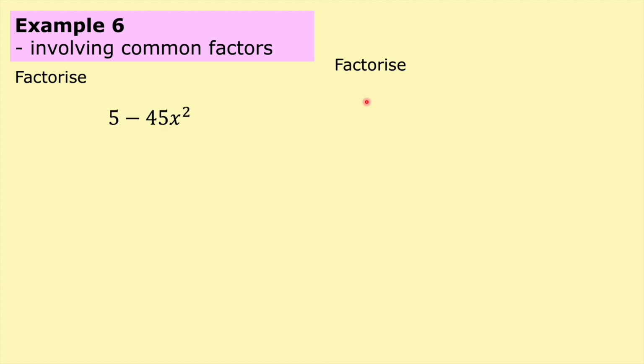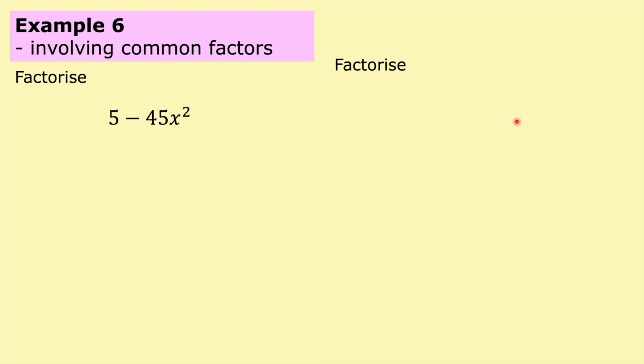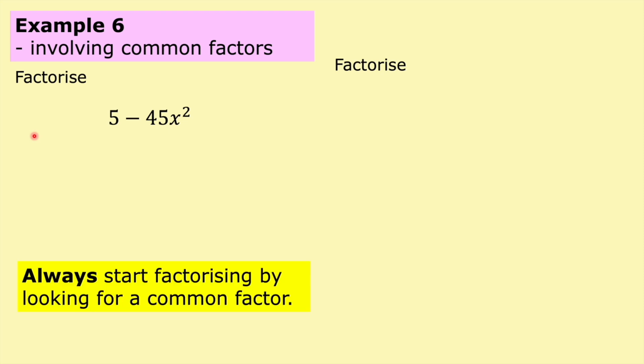Okay, so another example. Just a bit different from here, we've got our number term coming first. But again, we're just following the same steps. It doesn't look like a difference of 2 squares, but no matter what kind of factorising it is, we always look for a common factor.